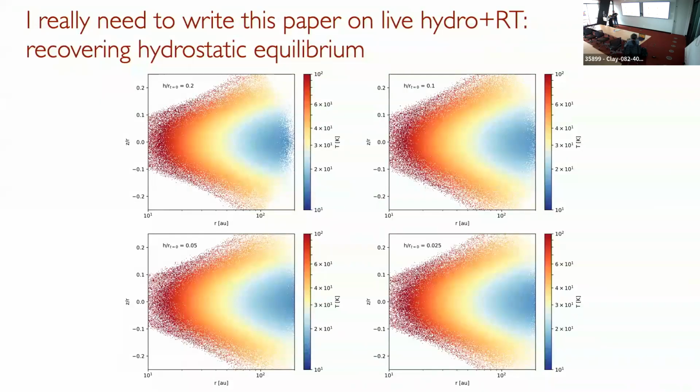That's something that I need to write. So the idea is to try to find the difference between the four plots. And the good thing is there's none. These are 4 disks starting from Phantom with 4 very different aspect ratios, and you let them evolve with Phantom plus MCFOST until they reach hydrostatic equilibrium, and you can see that we basically get the same answer. So the coupling between the two codes is working pretty well, which I think is good.